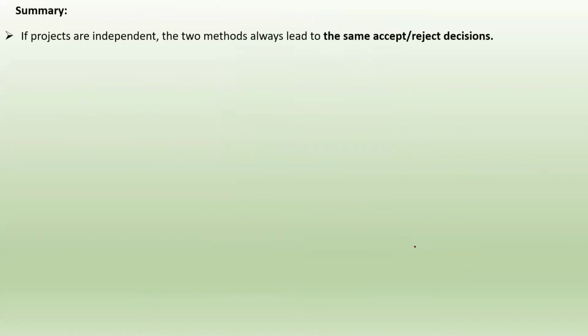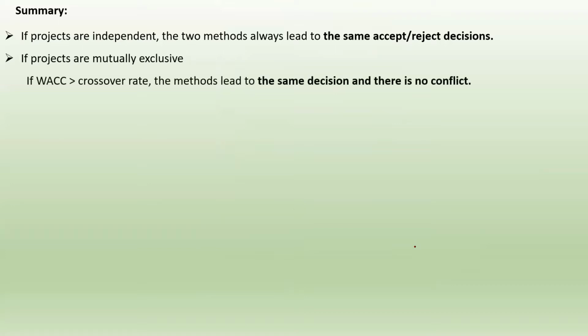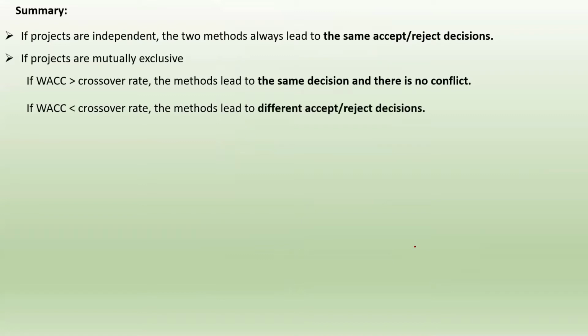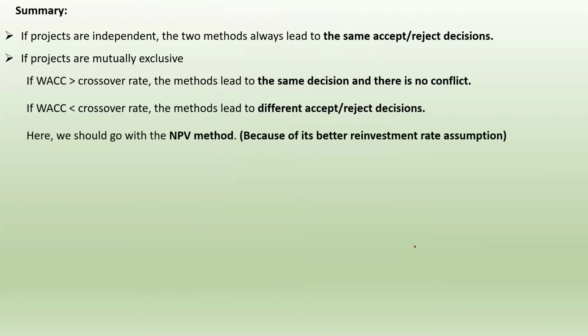So if the projects are independent, those two methods always lead to the same accept or reject decision. If the projects are mutually exclusive and the weighted average cost of capital is greater than the crossover rate, the methods lead to the same decision and there's no conflict. If the weighted average cost of capital is less than the crossover point, the methods lead to different accept and reject decisions. Here we should go with the NPV rules because again it has better reinvestment rate assumptions.